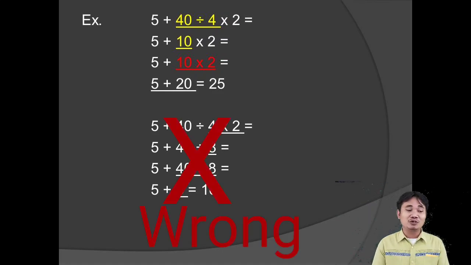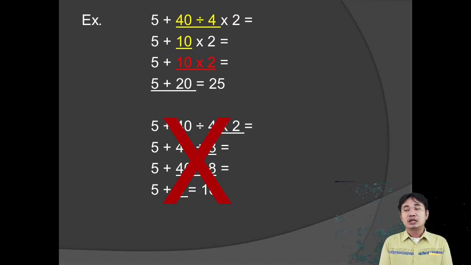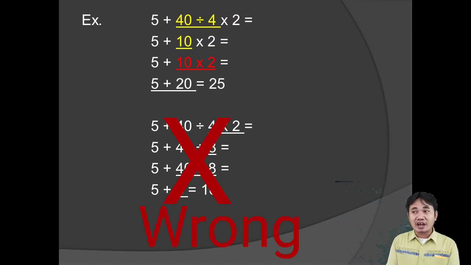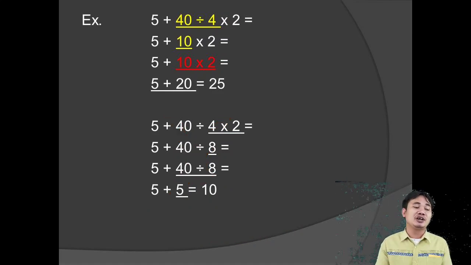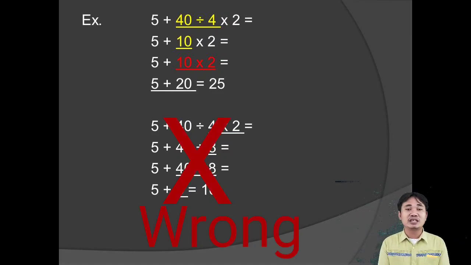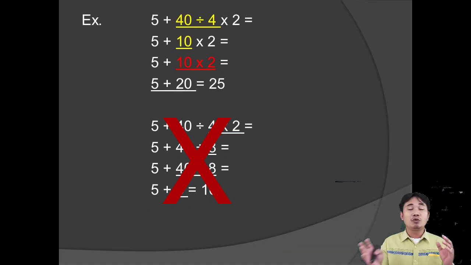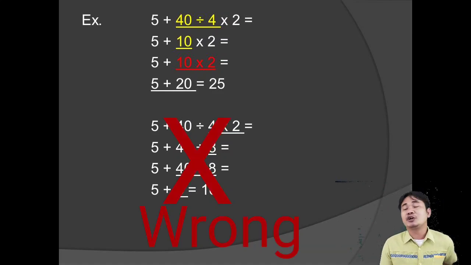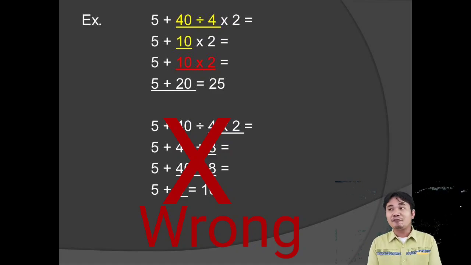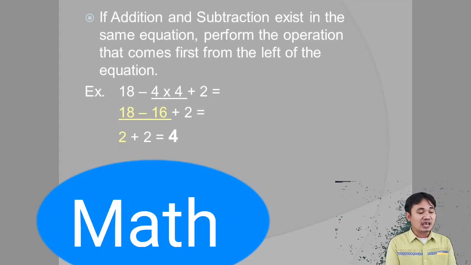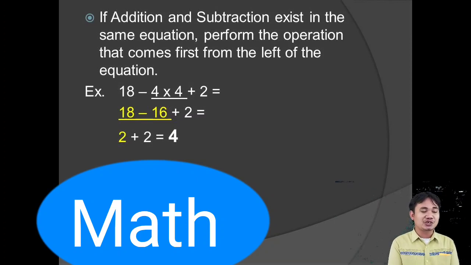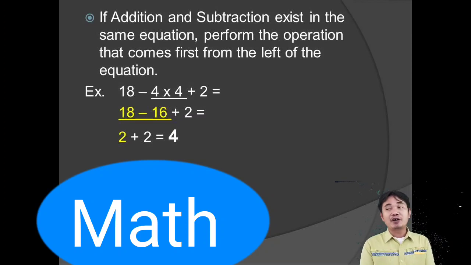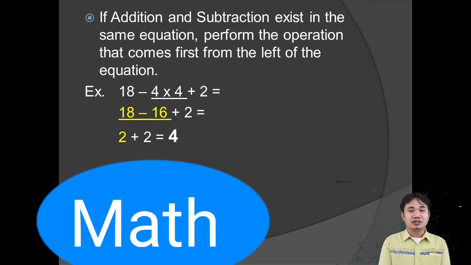So, malayo masyado yung sagot from the original. Talaga yung tamang sagot is 25. So, be careful. Kapag nag-i-exist ang multiplication and division at the same time, you need to perform kung ano yung nauna. So, the same with addition or subtraction. If addition and subtraction exist in the same equation, perform the operation that comes first from the left of the equation. So, kung ano pa rin yung mauna sa left side between them. Kahit subtraction pa yan, perform subtraction first.